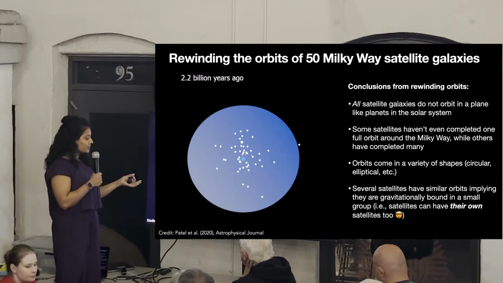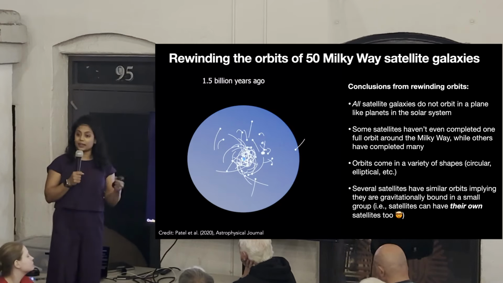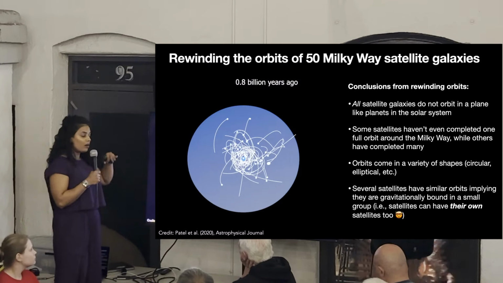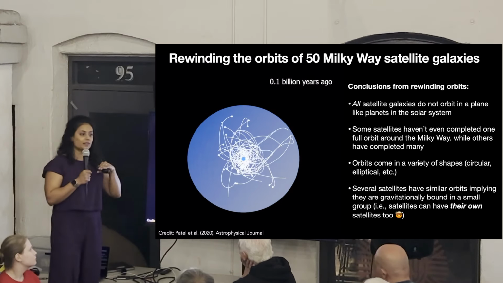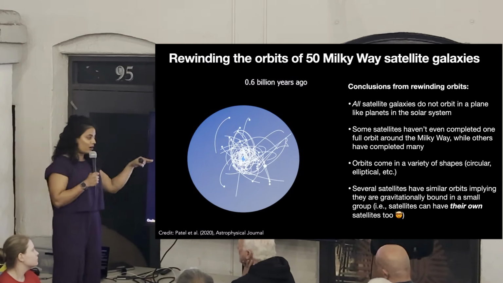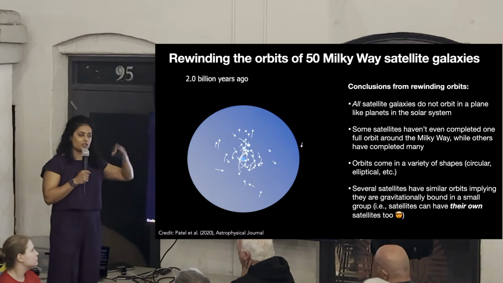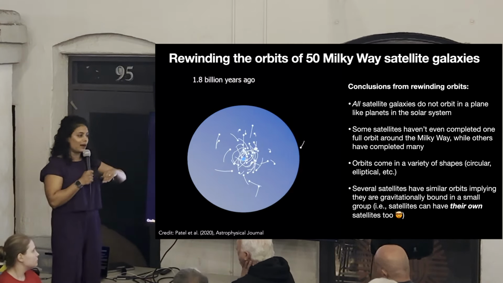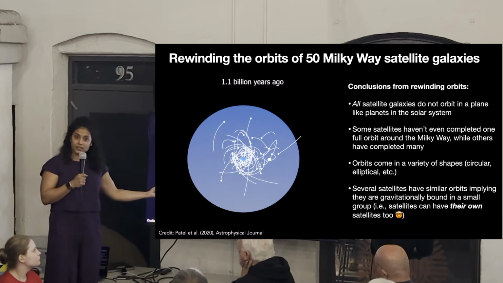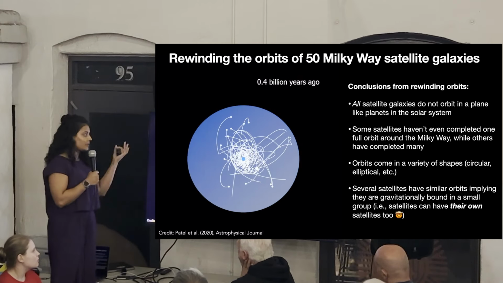Some other things that we've learned about satellite galaxies is that, unlike the planets in our solar system, they don't all orbit in one plane, right? We think that the planets all go around the sun, and they don't have a lot of inclination, right? So they're all in one sort of disk around the sun. That's not the case here, and we don't think it's the case in general around other galaxies either.